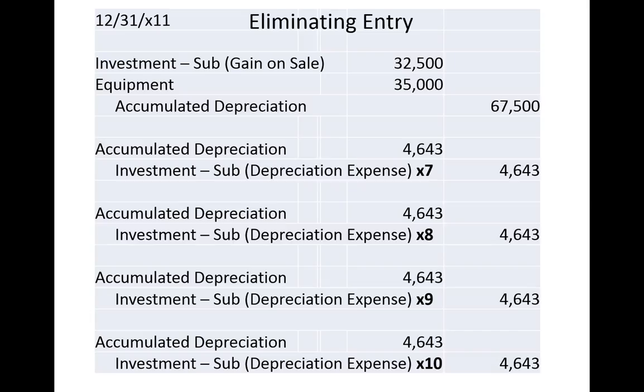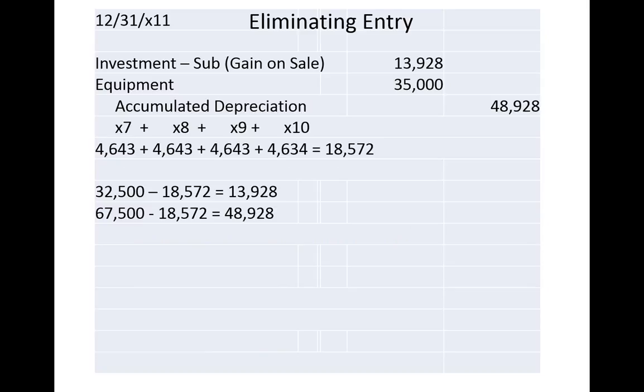And these are the entries that we've made relating to the equipment sale for each of the years. You can see here we've got the entry to reestablish the equipment. And we have the excess depreciation that we've taken for X7, 8, 9, and 10. And as we said earlier, since the transaction was on January 1st, there is no depreciation expense for 2011. If we were to shrink these down and combine them into one entry, taking all the like descriptions and putting them together, this is what we would get. We would get investment in sub, which represents the gain and the amortized excess depreciation, $13,928, and equipment and accumulated depreciation of the following.